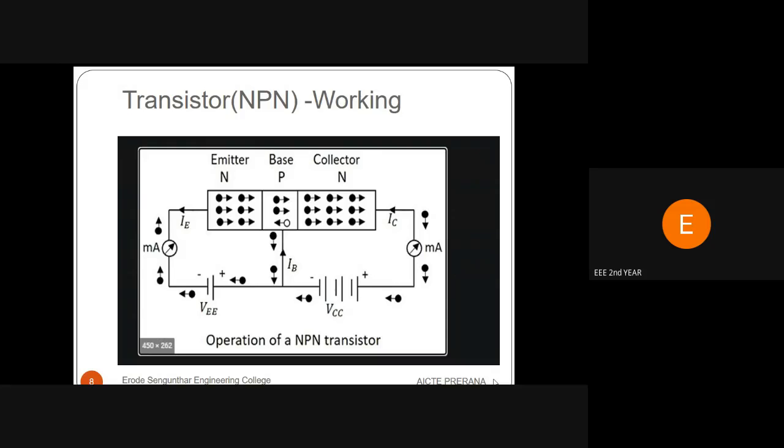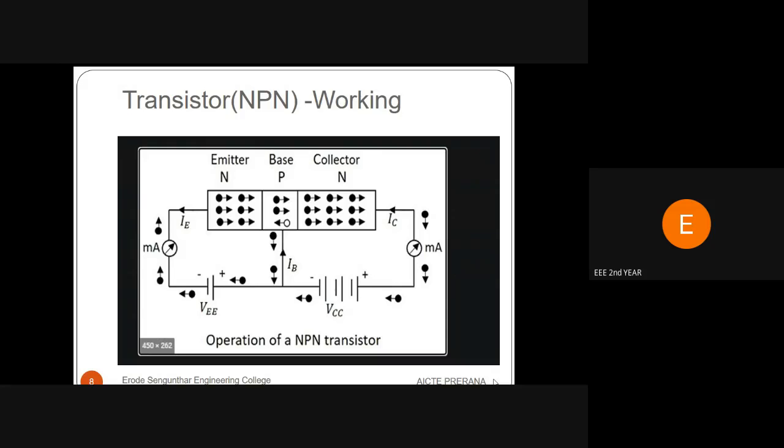The negative terminal of the battery repels the electrons present in the emitter. So, the emitter electrons move towards the base. This constitutes a current named the emitter current.